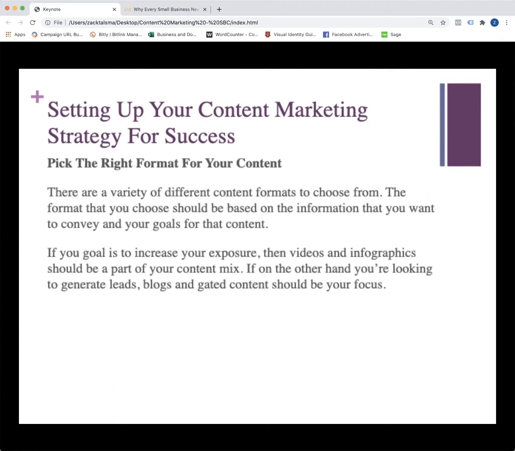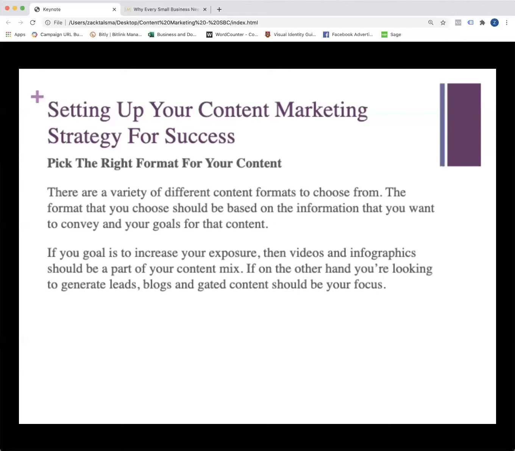You're also going to want to pick the right format for your content. So as we've seen, there's quite a few formats to choose from for a particular piece. The format that you choose should be somewhat based on the goal you have for that content. So is it to generate brand awareness or generate leads? Those are kind of your two main ones.